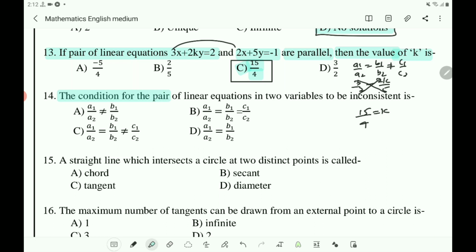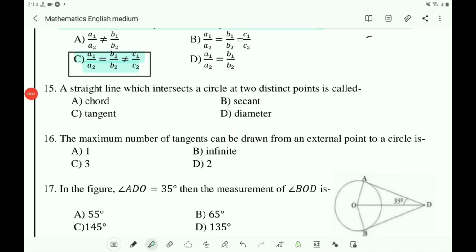The condition for the pair of linear equations in two variables to be inconsistent is: again here you can have the same condition. Inconsistent means they are parallel lines, no solution. So here you can have the answer option C, a1 by a2 equals b1 by b2, which is not equal to c1 by c2. Note down the answer.